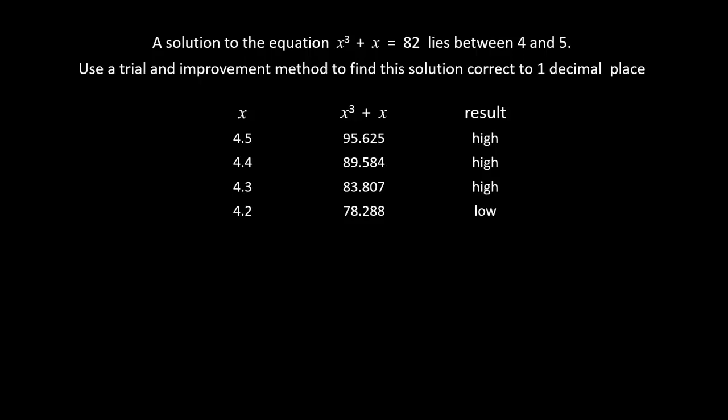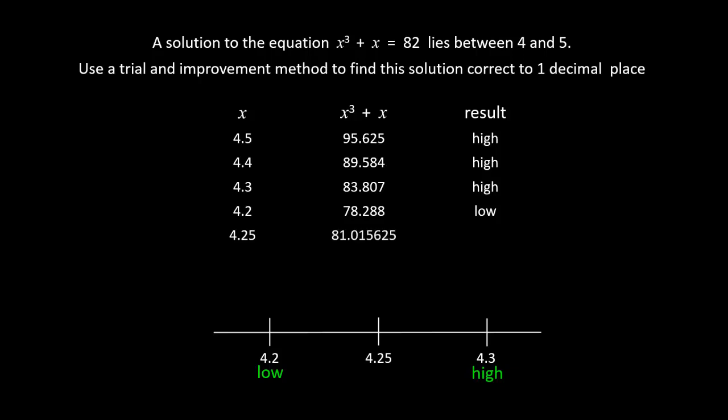So good, we've got to where we want to be. We've got 4.3 and 4.2. One's high, one's low. Let's get our little graphic up there then. So we said 4.2 was too low, 4.3 was too high. So we know our answer is in between that low and that high. So we try the number halfway between them, 4.25. Let's plug that into the calculator. We do 4.25 cubed plus 4.25, and that is below 82, so it's too low.